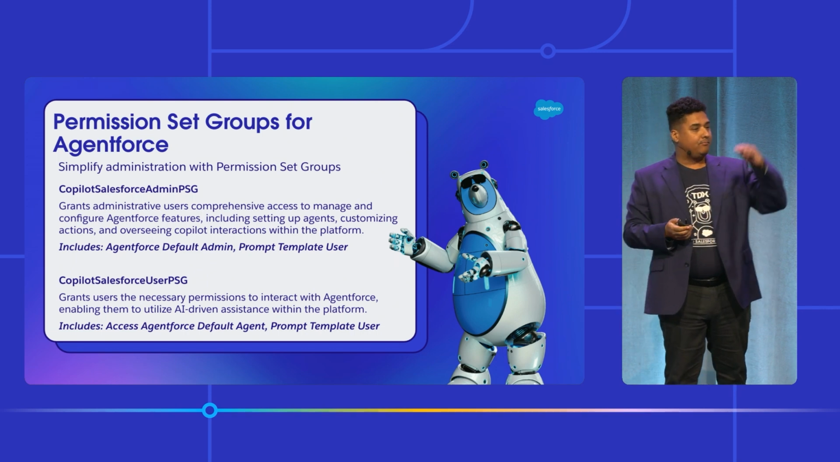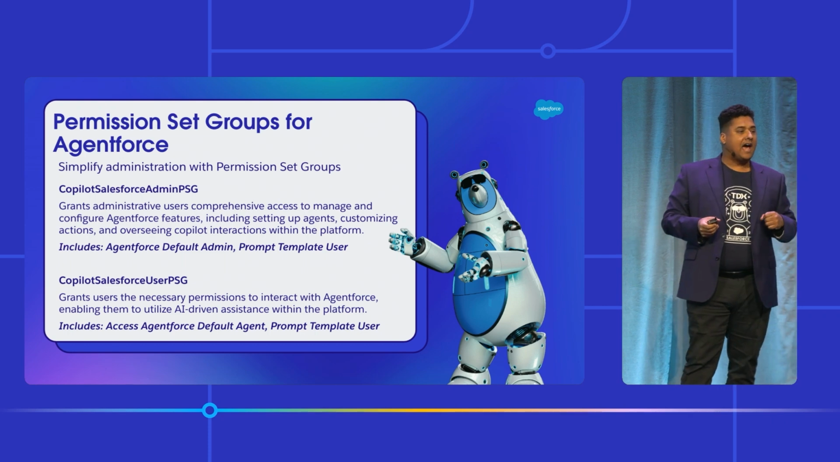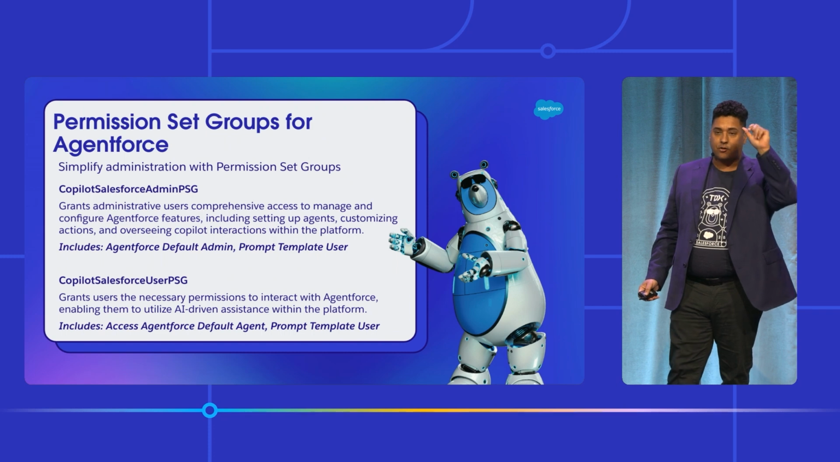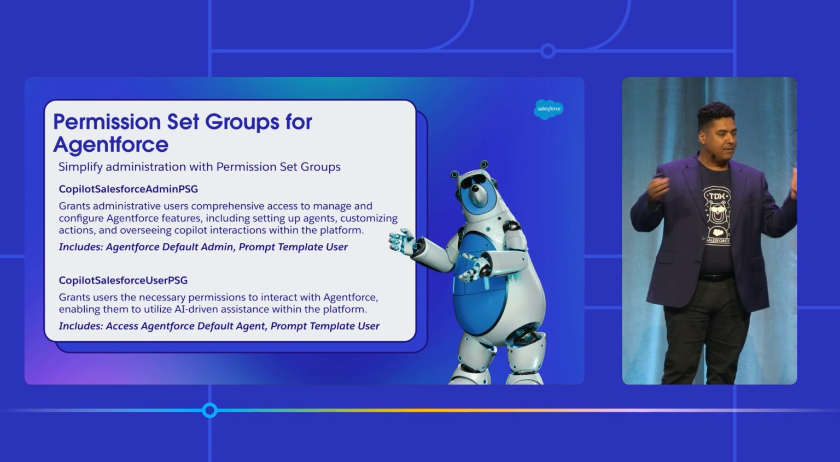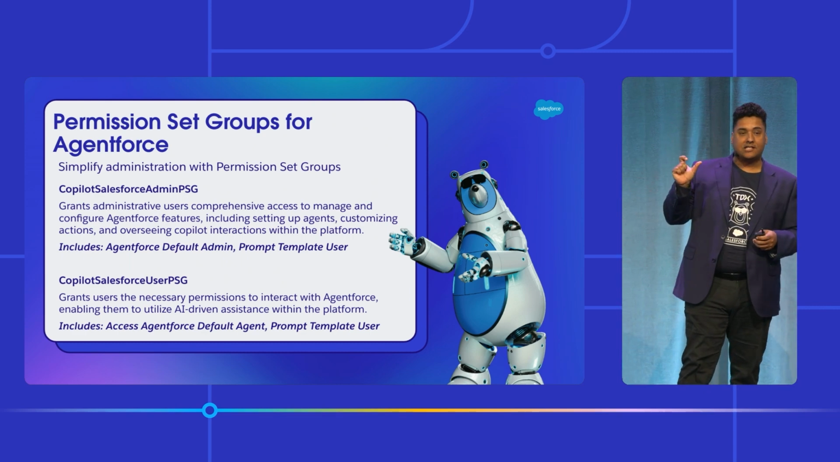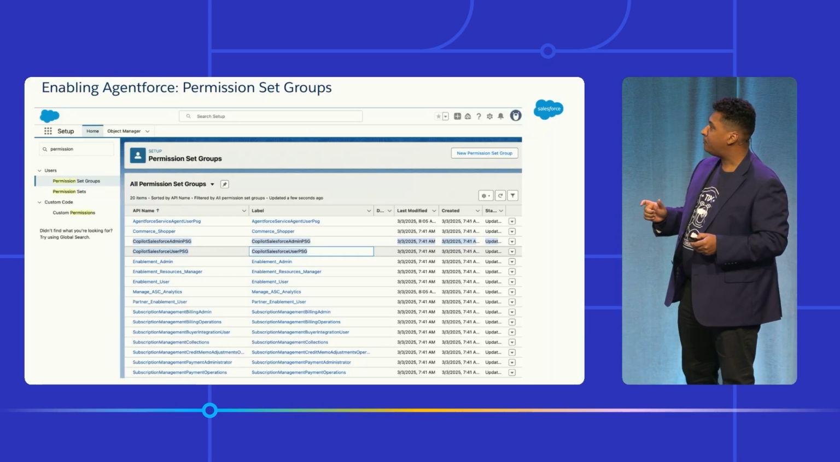Rather than having to manually assign those permission sets one by one, we already have a permission set group set up. And there are two groups. There's the Copilot Salesforce admin group, which is for admins, and folks who are going to have the ability to administer our agents. And then the second one is just for our users. The users are who will have access to our agents once we build them.